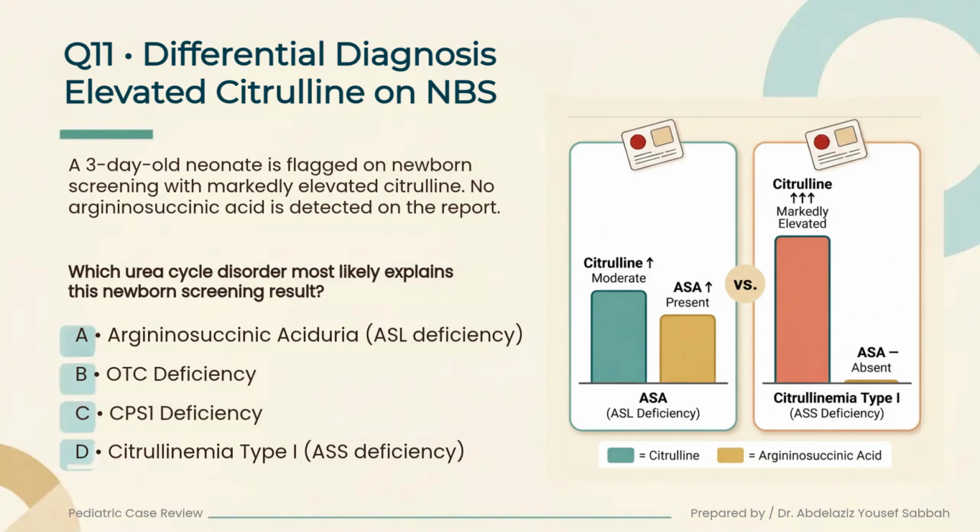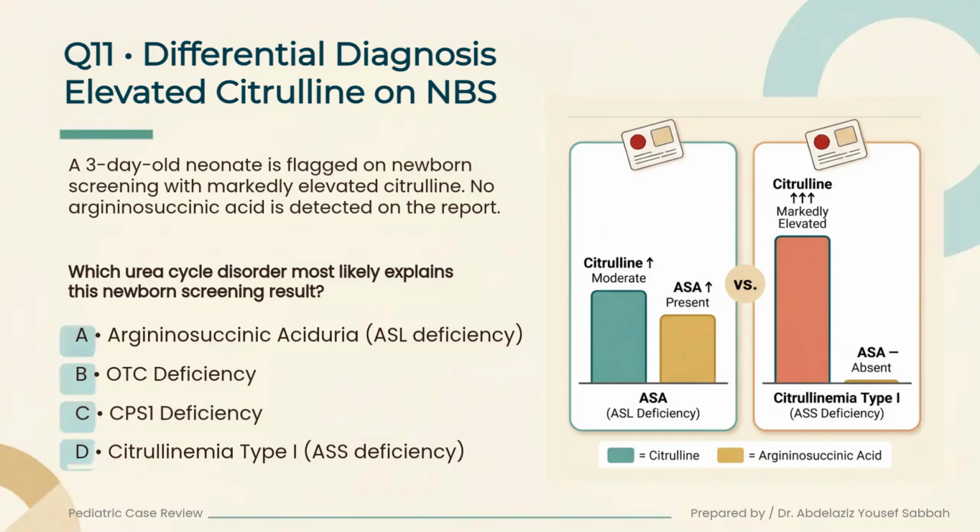Question 11. A 3-day-old neonate is flagged on newborn screening with markedly elevated citrulline. Importantly, no argininosuccinic acid is detected on the report. Which urea cycle disorder most likely explains this newborn screening result? Option A, Argininosuccinic Aciduria, that is, argininosuccinate lyase deficiency.